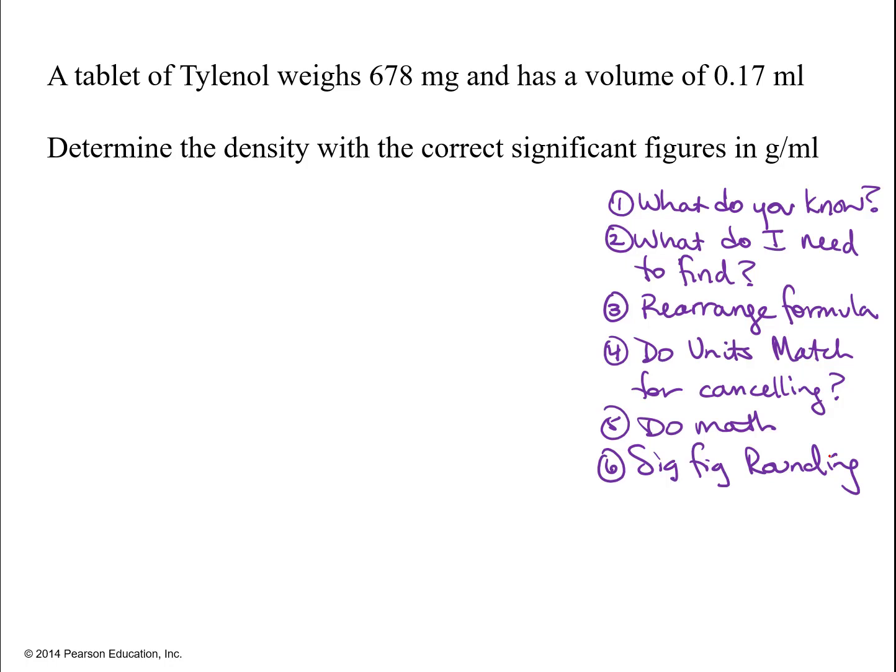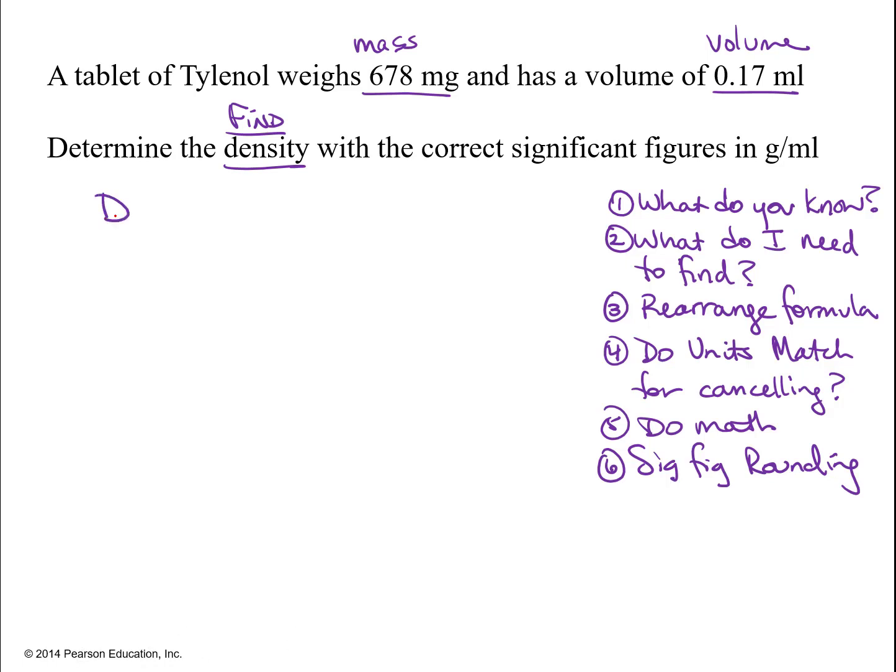All right, let's see if we can finish this one. So what do I know? I know mass, okay? You can do it as simply as just underlining and writing what it is, or you can make the list as you go. What else do I know? I know the volume. So what do I want to know? This is what I've got to find. Okay, I've got to find density.